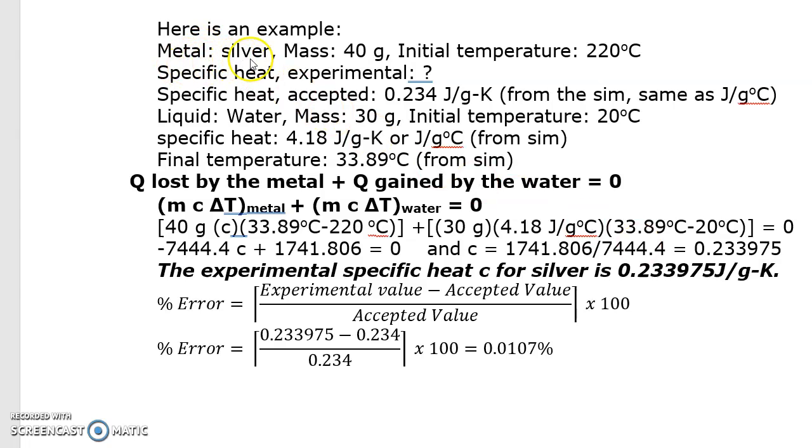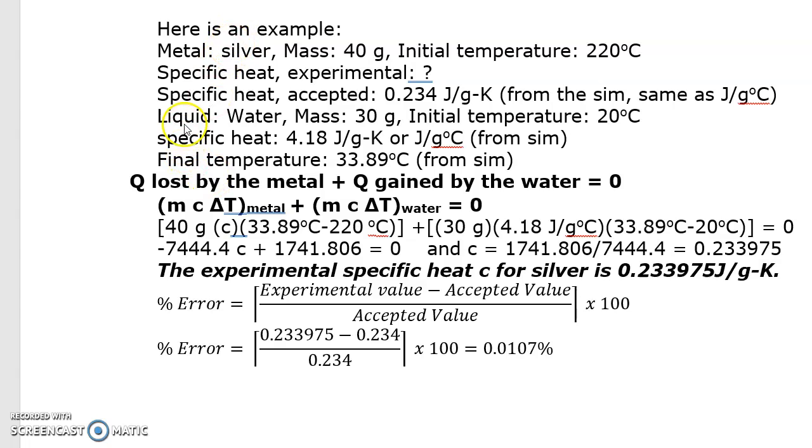We're given a metal which is made of silver and has a mass of 40 grams, initial temperature of 220 degrees Celsius. We're asked to calculate the specific heat experimentally. The accepted specific heat is 0.234 joules per gram Kelvin. And as you can see here, that unit is the same as joules per gram degrees Celsius. You can find this value from the simulation.